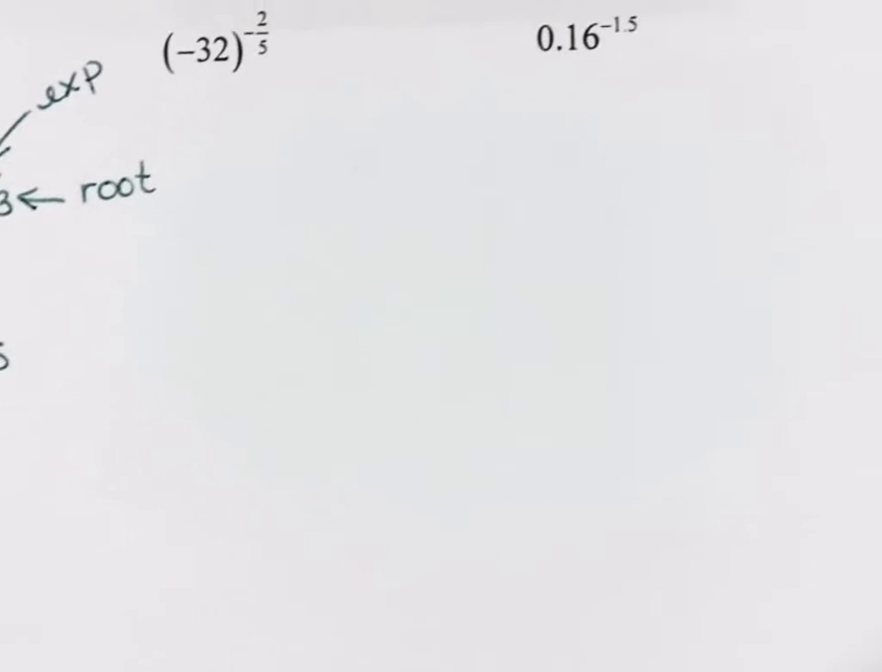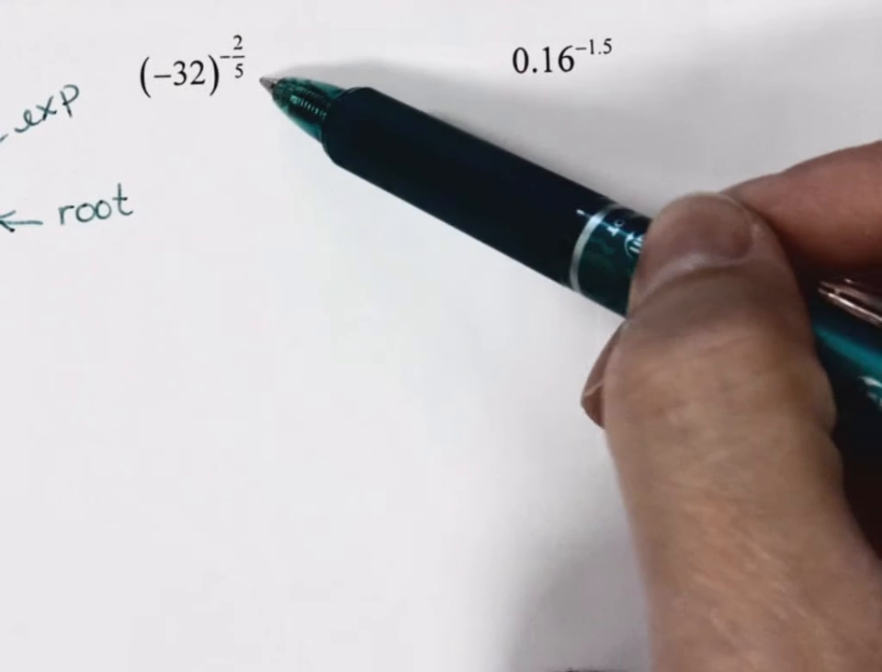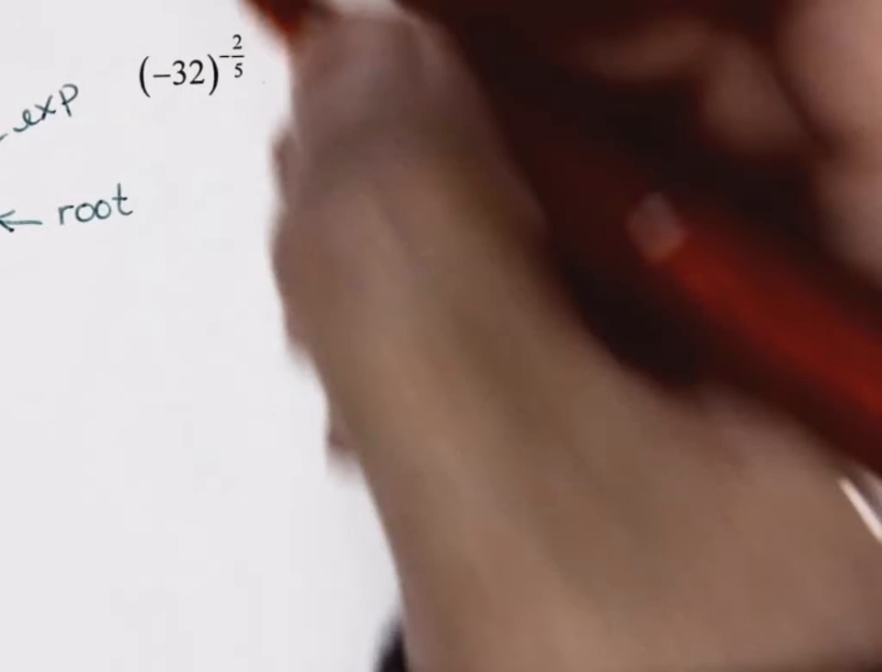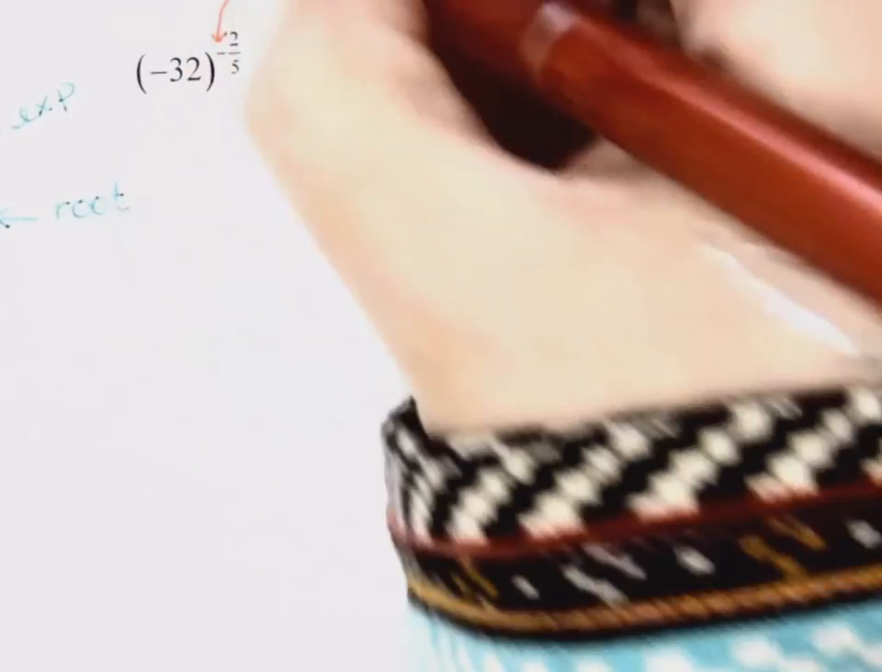Okay. I would like you guys to do this one. I'm going to do it, you're going to do it. The negative 32 to the exponent negative 2/5.